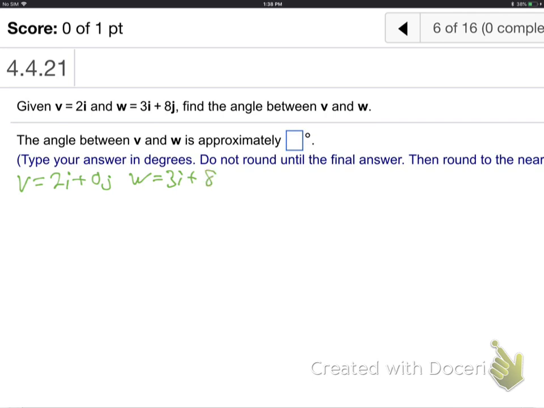So use that same formula. Let me write it down here. Cosine of theta is the dot product over the magnitude of v times the magnitude of w. So dot product over the magnitudes multiplied. So, give that a try.